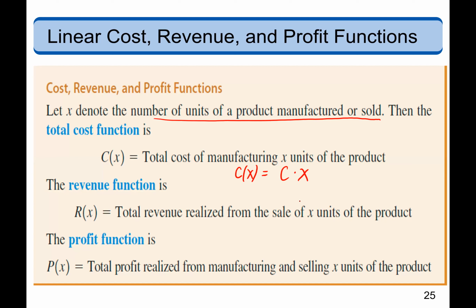And the revenue function is the total revenue realized from the sales of X units of the product. So if each unit is sold for $20, for example, then the total revenue should be 20 times X. And the profit function is the total profit realized from manufacturing and selling X units of the product. The profit function comes from the revenue function, total revenue minus total cost. So that's the relationship among those three things.